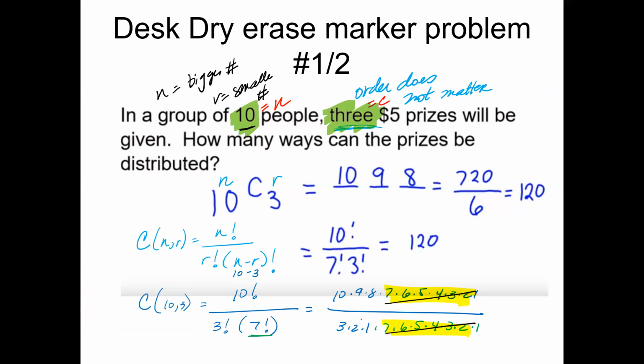So let's go back to this. As I'm looking at this part, I can see that 10 divided by 2 is going to give me a 5. And then 9 divided by 3 is going to give me a 3. So then this is it. I'm left with 5 times 3 times 8, which is 15 times 8, and that's going to give me 120. So how many ways can the prizes be distributed? 120 different ways.